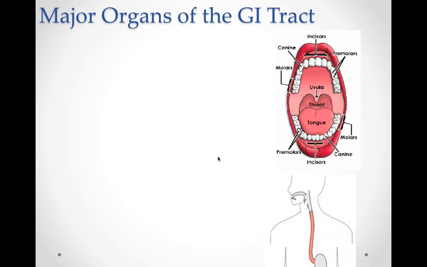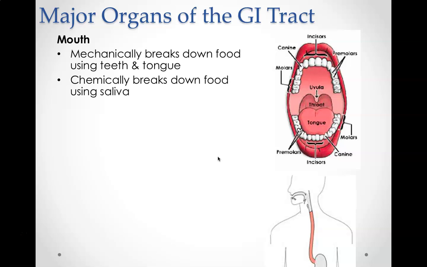What are the major organs of the GI tract? First, we have the mouth. The mouth's job is to mechanically break down food using the teeth and tongue. So mechanically, meaning that we're actually physically mashing up the food, and then we're chemically breaking down food using saliva. So our salivary glands produce a liquid called saliva that has enzymes in there that are going to help to start to break down our food even further.